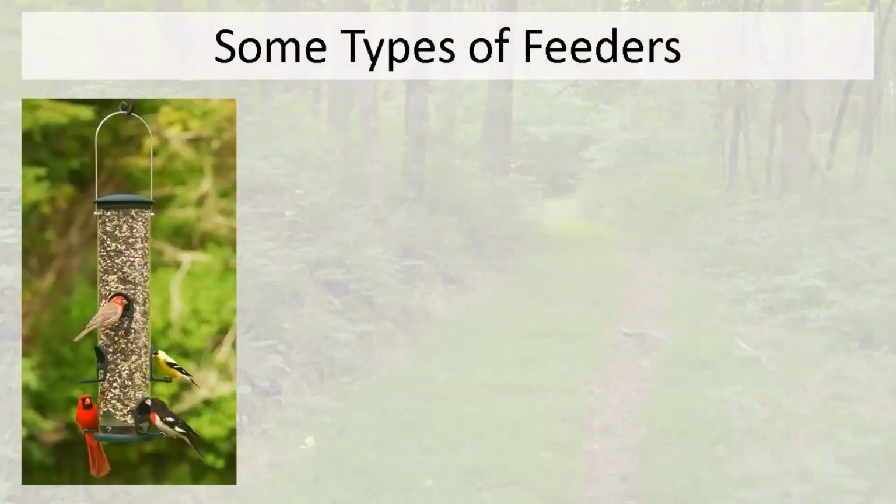And we're going to cover a few different things, but the first thing we'll start with is the different types of feeders. For instance, this one I've shown here is a tube feeder. It's a very popular kind of feeder. It's so called because of its tubular shape. We'll talk about what a tube feeder is, how they work, what kind of birds like to feed from a tube feeder.